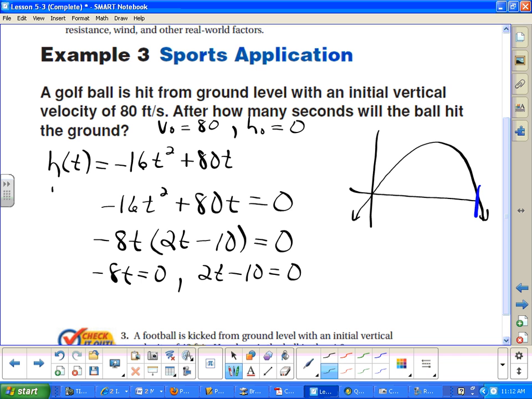So when does negative 8t equal 0? When t equals 0, which is this point here, our original point, since they hit it off the ground. Then when does 2t minus 10 equal 0? If I solve that equation, we would add 10 and divide by 2. So t equals 5. In this case, that golf ball is going to hit the ground after 5 seconds.